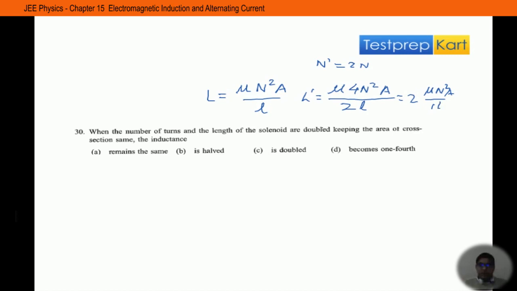So in this case, this is equal to 2 times the previous inductance. So the new inductance is 2L. So you can say that inductance is doubled. So option C is correct.